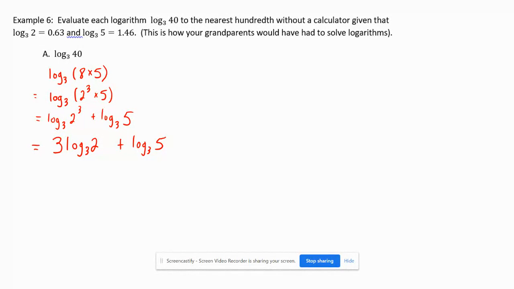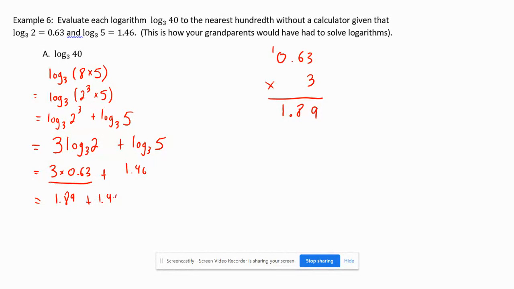Okay, so if we had to solve this and we didn't have a calculator, now it's going to be old school multiplication. We know that log base 3 of 2 is equal to 0.63. So this would equal 3 times 0.63 plus 1.46. Let's do this part first. 0.63 times 3. 3 times 3 is 9. 3 times 6 is 18. Carry the 1. 3 times 0 is 0 plus 1 is 1. We got 1.89, which is 0.63 times 3. So now we have 1.89 plus 1.46.